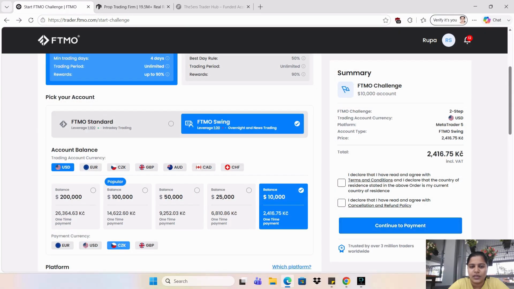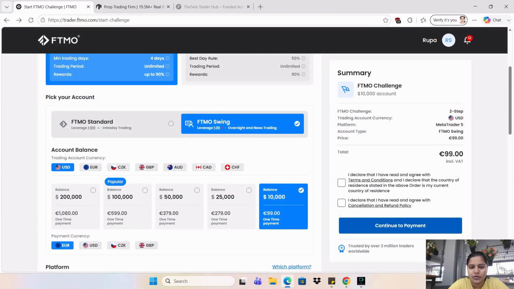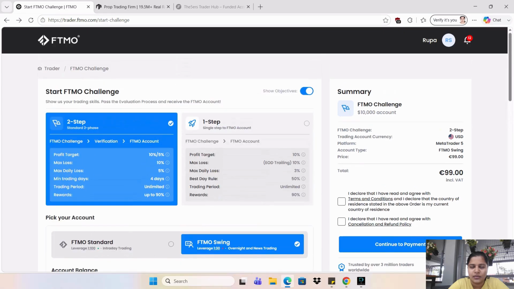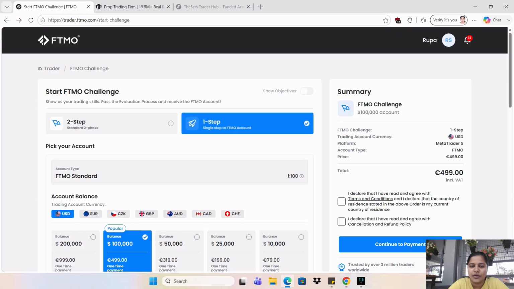Then the third one is about the two-phase account. Two-phase account basically आपको दो step रहते हैं. In first step they might have the requirement to generate 8% or 10% of the initial balance, which in case of 10K balance will be $800 or $1,000. And in phase two, generally they have the requirement to generate 5% of profit, which will be $500.